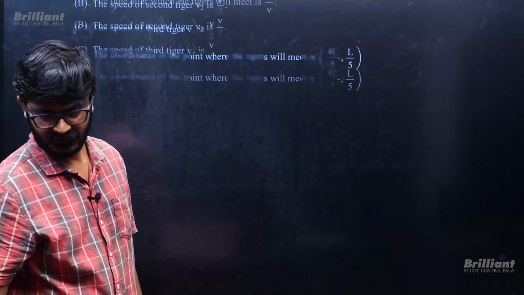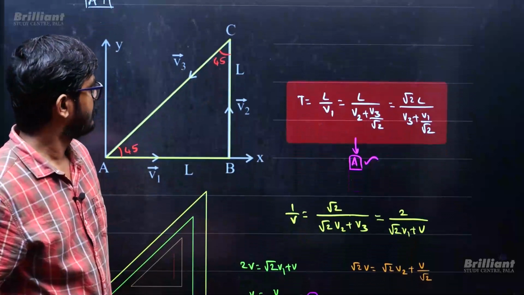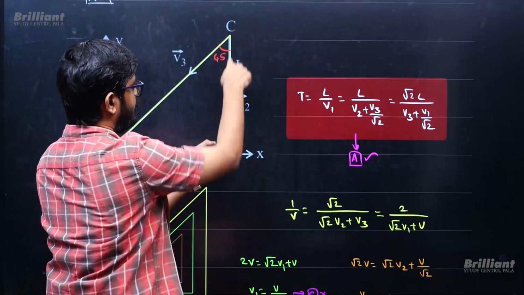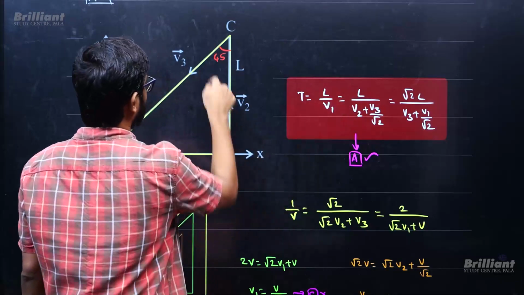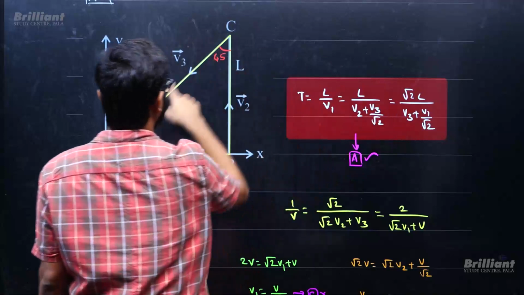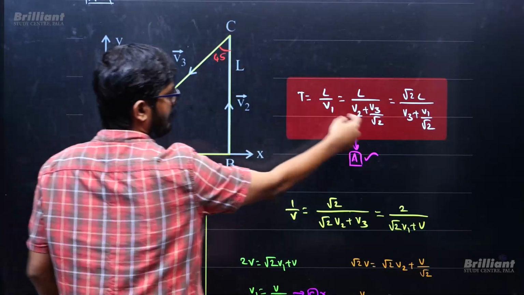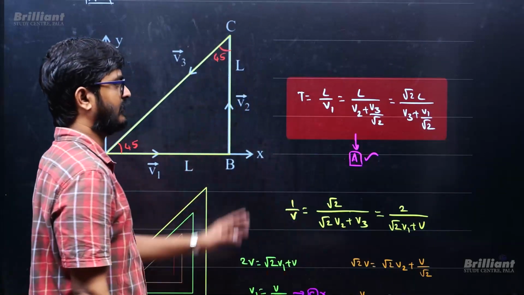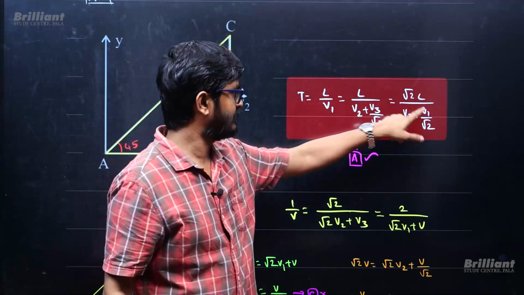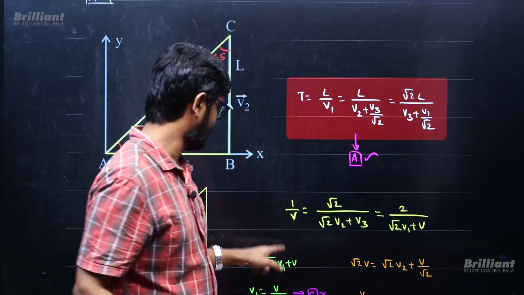So I can say the time taken for this reduction is L by V1. The time taken for this reduction is L by V2 plus V3 by root 2. The time taken for this reduction is root 2L by V3 plus V1 by root 2. Now all those three are equal and V1 is given as V. So if I equate these two, I will be getting V3.